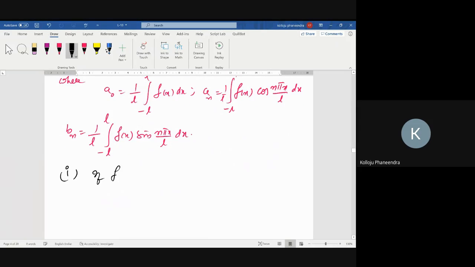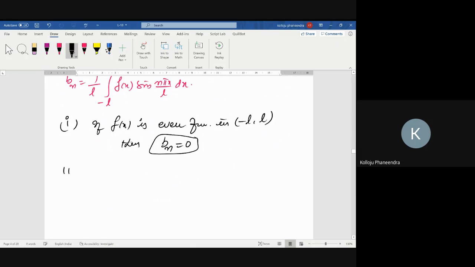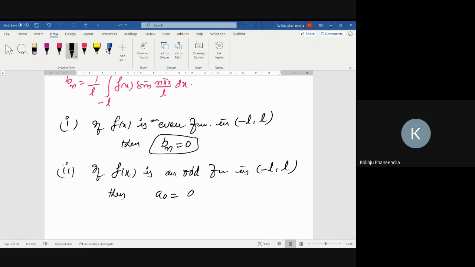If f of x is an even function in minus l to l, then bn equal to 0. The same conditions, no change here, bn equal to 0. And second one, if f of x is an odd function in minus l to l, then what are the coefficients? a naught is 0 and an is 0. According to that, you write the Fourier series for even function and odd function.